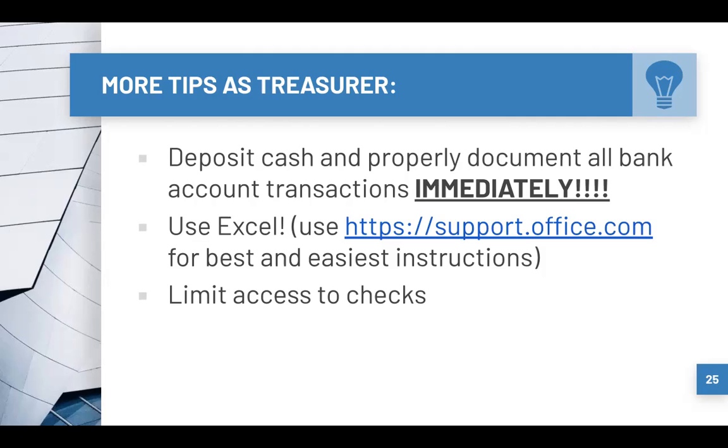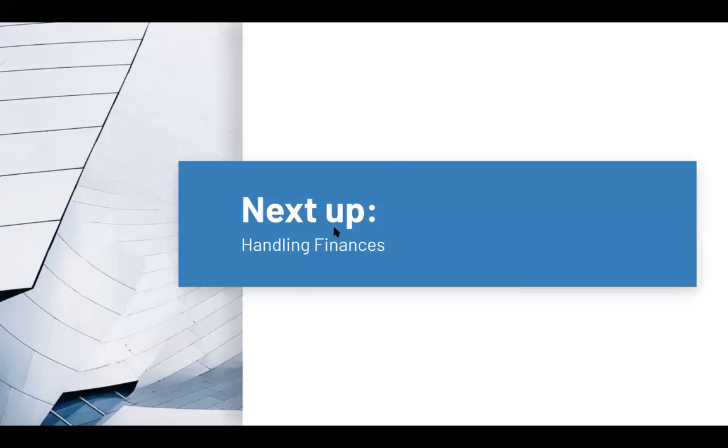This says use Excel, but like I said, use Google Sheets so it's easier to visualize all the payments that have been made, any expenses, and any pieces of income that you're getting. And then you want to limit the access to checks. Maybe limit it to just yourself and the club president, because you don't want some person you don't trust to be handling the money. So that's it for the treasurer part of the presentation.